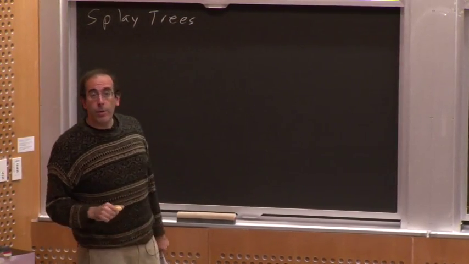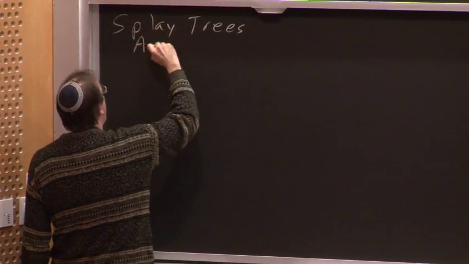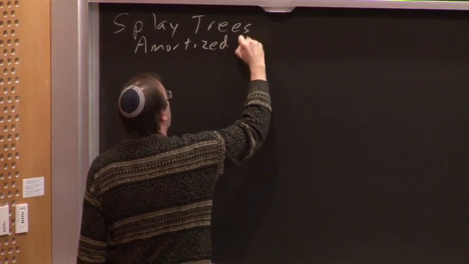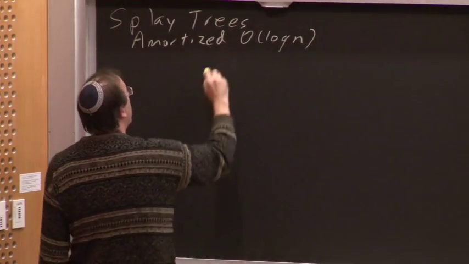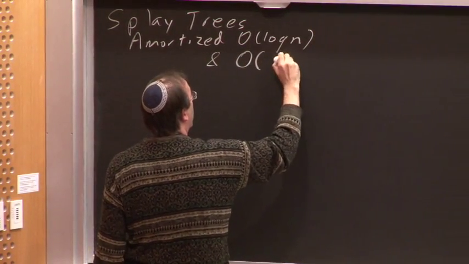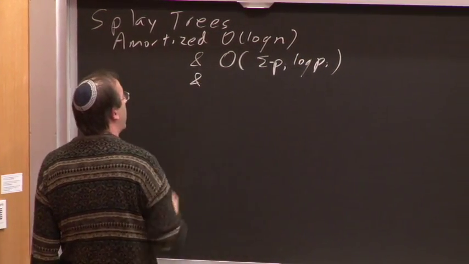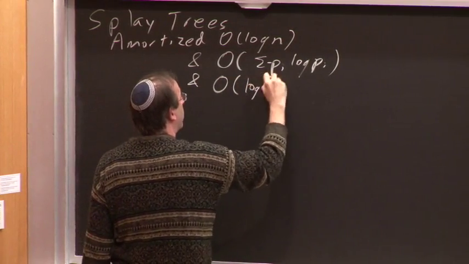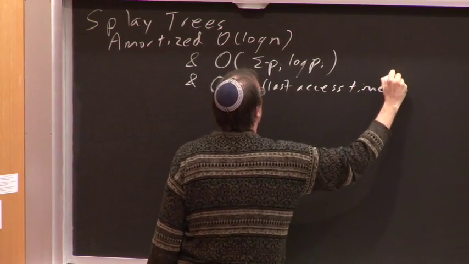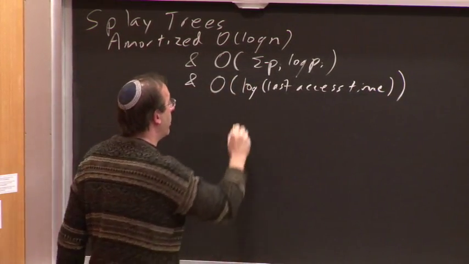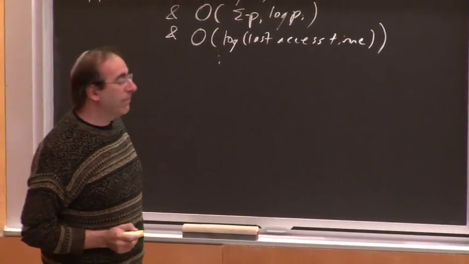So if you remember last time, we spent our hour and a half looking at splay trees. We showed that they had an amortized order log n access time, and an amortized order sum of minus pi log pi access time, and also an order log of last access time, amortized cost, and a few other things. And it had all of these nice bounds all at once, right?